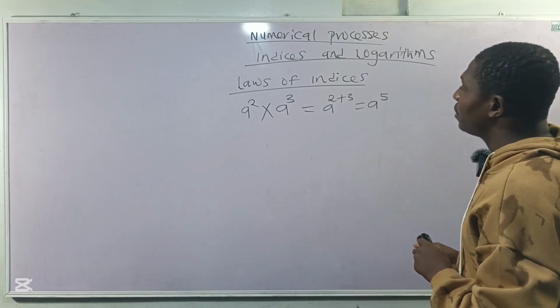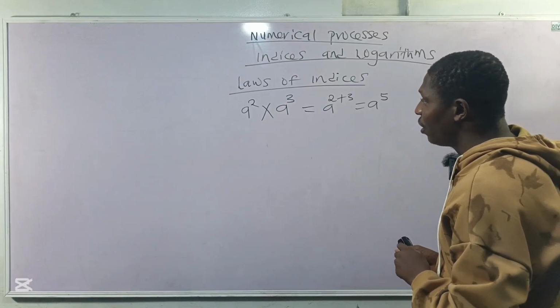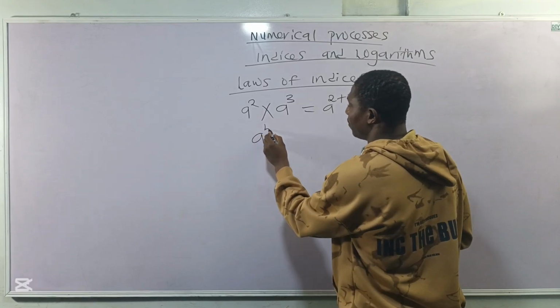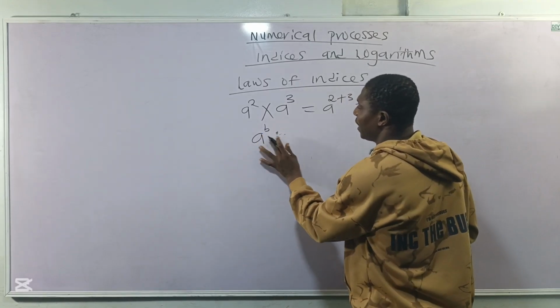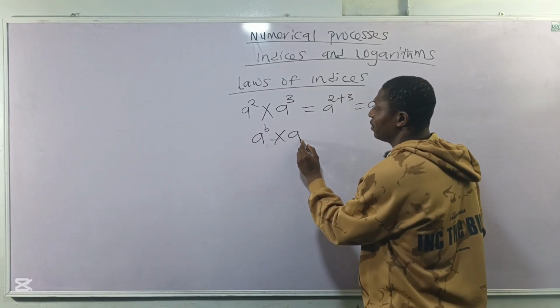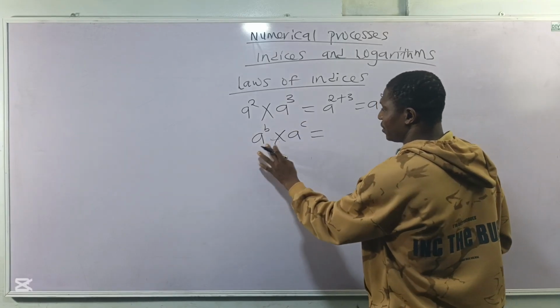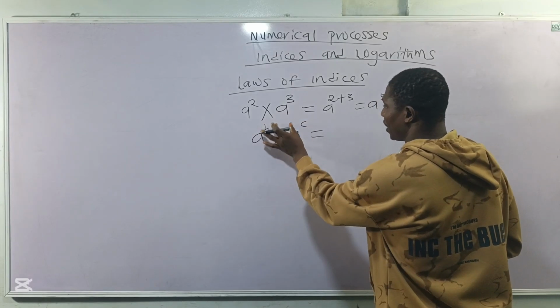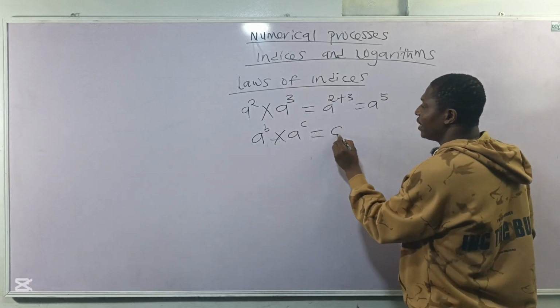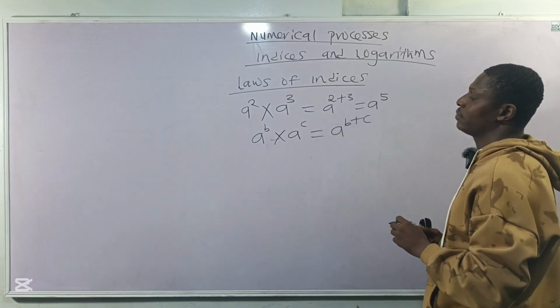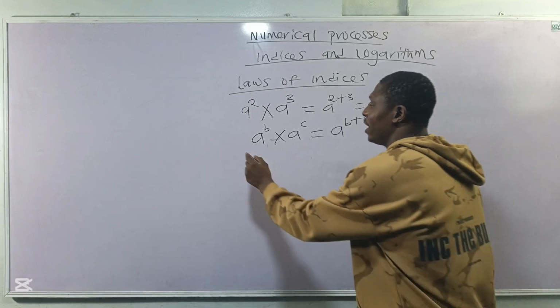This is simply the multiplication law, which states that if I have a raised to power b multiplied by a raised to power, let me say c, since the two bases are the same, I simply add the powers, giving me a raised to power b plus c. This becomes our first law.